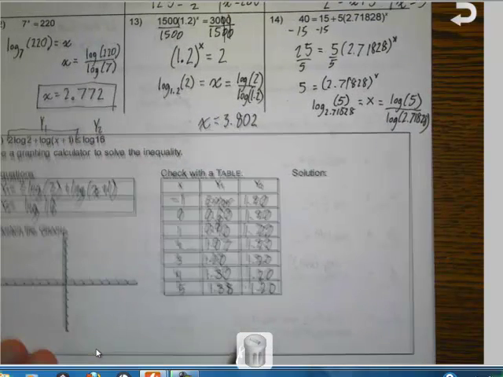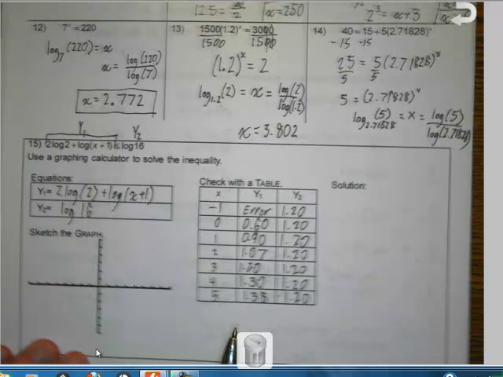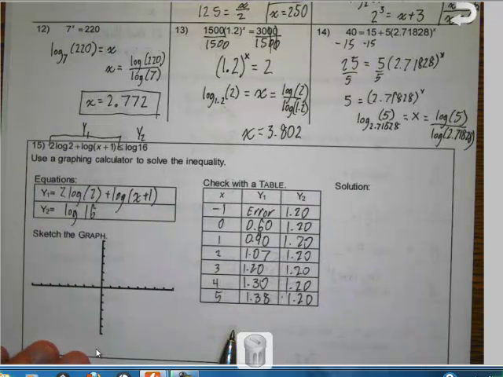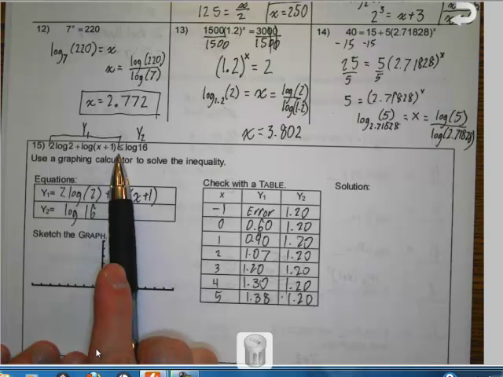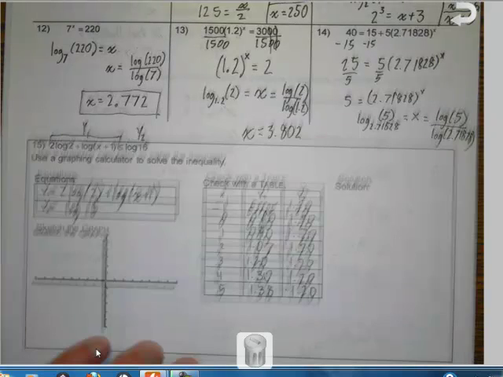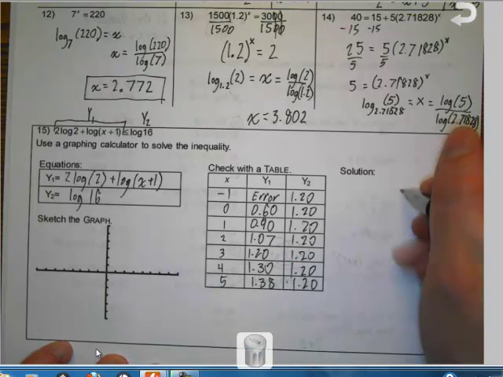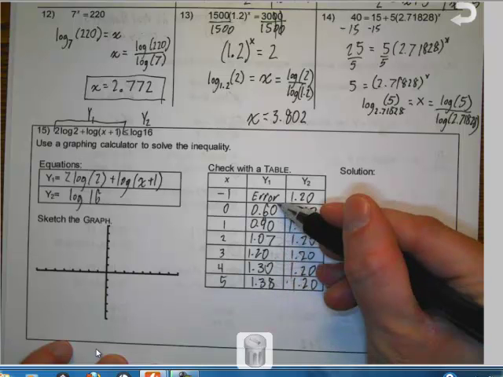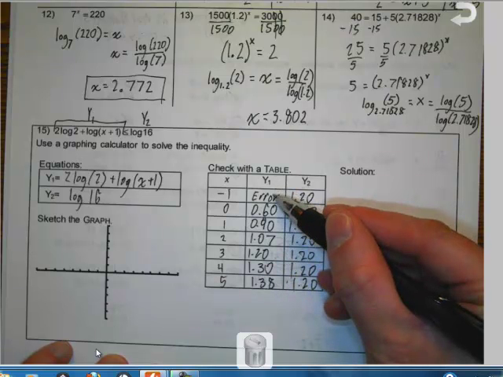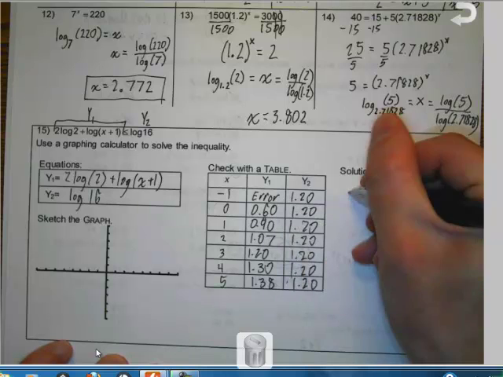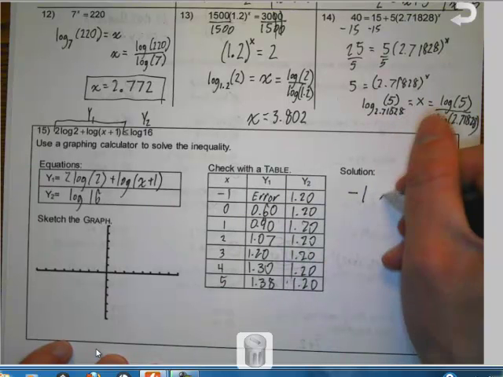We are looking for where the y1 is less than or greater than. What is this inequality? Less than or equal to. Where are they equal? Where x is equal to 3, and everything before that until you get to the error. Where do you get to the error? So it is between -1 and 3.